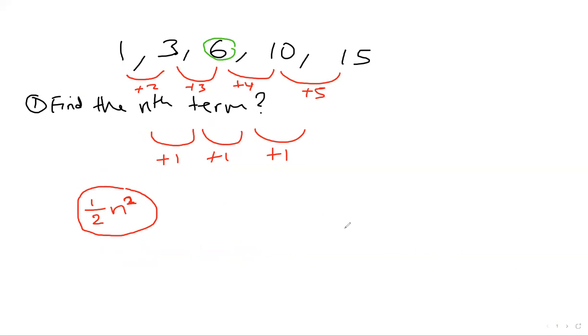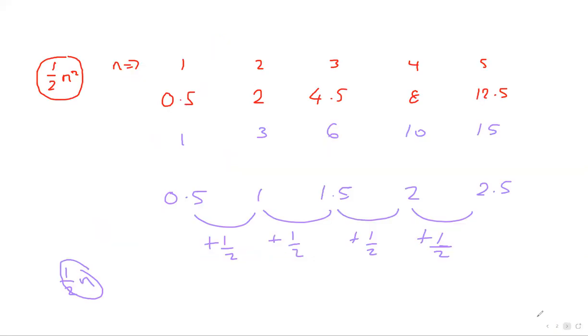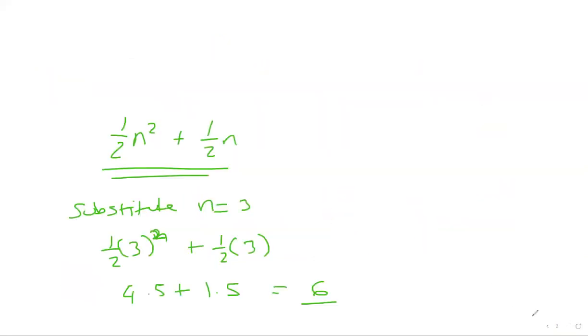If we were asked now to find the 10th term, many people could just go up 2, 3, 4, 5, 6, 7, 8, 9, 10 until you get to the 10th term, which is very time consuming, especially in an exam situation. So this is why we recommend using a formula and generating it as well.